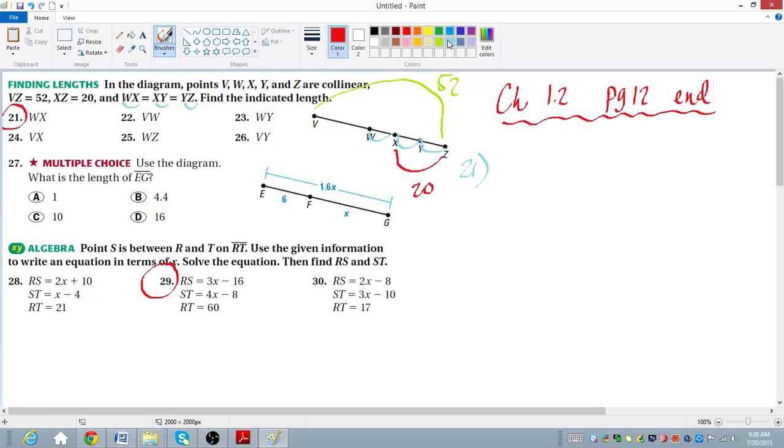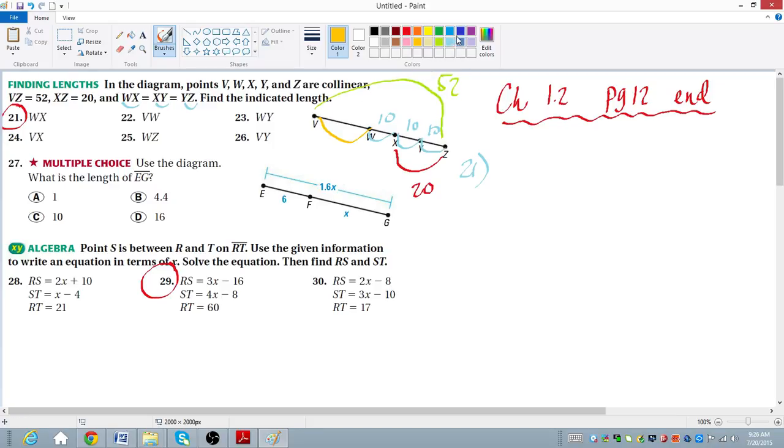If that is 20, and these two are equal, then I know that it's got to be half of 20 each. So this got to be 10, 10, and this got to be 10. And just for the heck of it, do I know what VW equals? Well, how do I figure that out? Well, I know that this is 10, this is 10, this is 10, that's 30, and I know the whole thing adds up to 52.